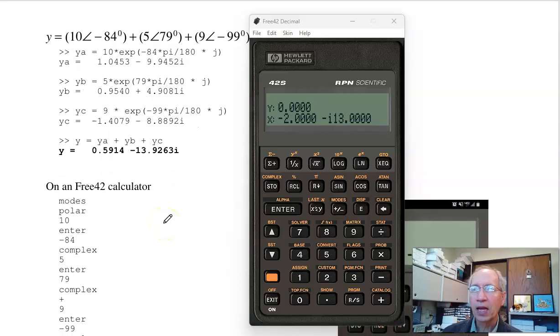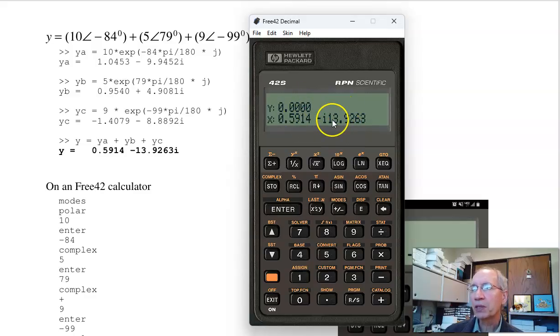Next problem, adding numbers in polar form. I can do that in Matlab, input each number in polar form, add them all up, you get an answer. Or it's actually easier on an HP calculator. Let's go to polar form. Let's do 10, enter, -84. There's the first complex number, 5 at 79 degrees. Second complex number, add the two together. You get a complex number, plus 9 at -99 degrees, added. Answer is 13.9 at -87 degrees, or if you like rectangular, 0.59 minus j13.